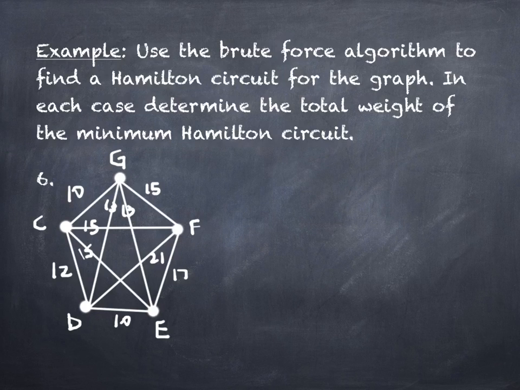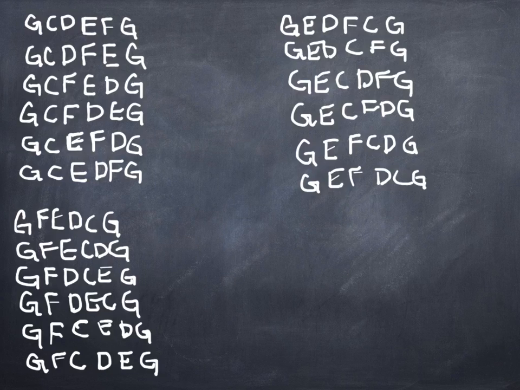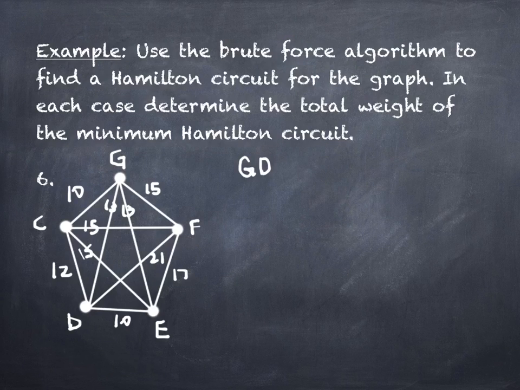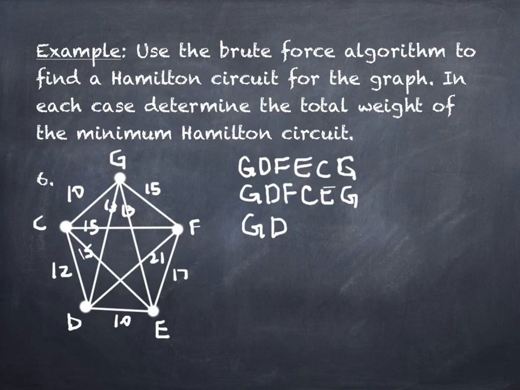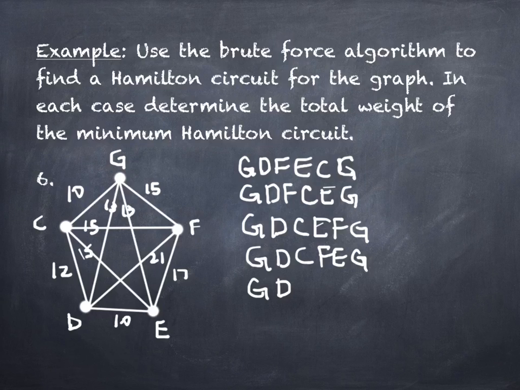Our last set are going to be the GDs. So we have GD, F, E, C, G. We've got G, D, F, C, E, G. We've got G, D, C, E, F, G, and G, D, C, F, E, G. Then finally our two are G, D, E, C, F, G, and G, D, E, F, C, G.